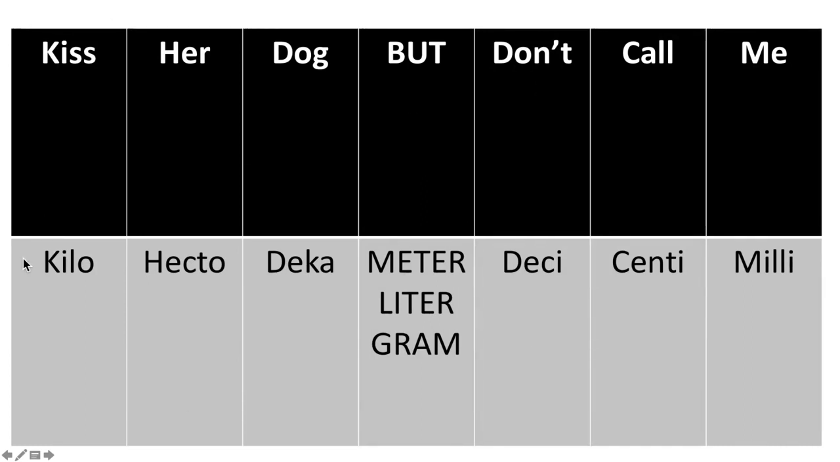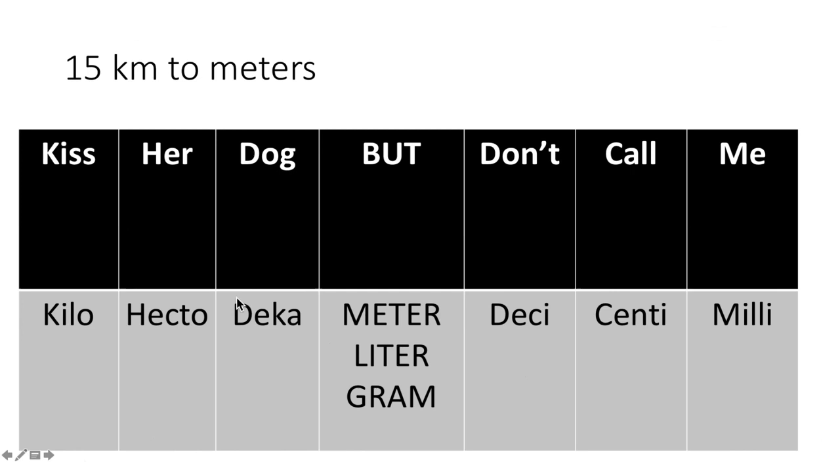And that "Kiss her dog, but don't call me" stands for all the prefixes in metric. And the big ones we'll utilize will be obviously kilo, the meter, liter, gram, deci, centi, and milli are the big ones for this course. And so a big deal is, okay, well, now you have this "Kiss her dog, but don't call me." Like, how is that useful or helpful? And what I like about this is that if you struggle with this, if you write this down, it'll tell you which direction and how many decimal places to move stuff.